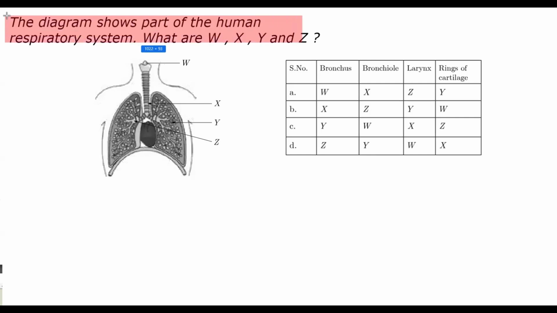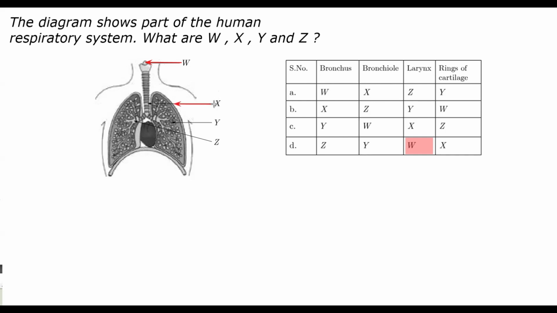We are given a diagram that shows the human respiratory system, and what we have to find out is what are W, X, Y, Z here. Let me highlight in this first. If I go from above, W is what? W is larynx, right? That is the beginning of the respiratory tract over here. This is larynx, and so therefore, let's move to the next part also.